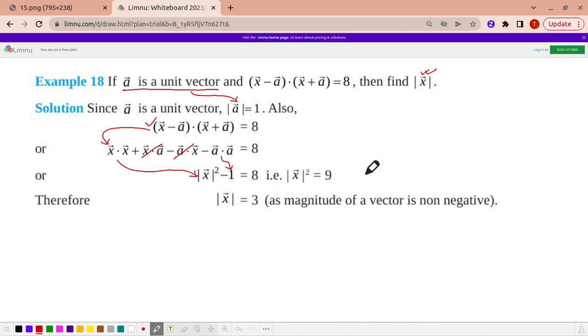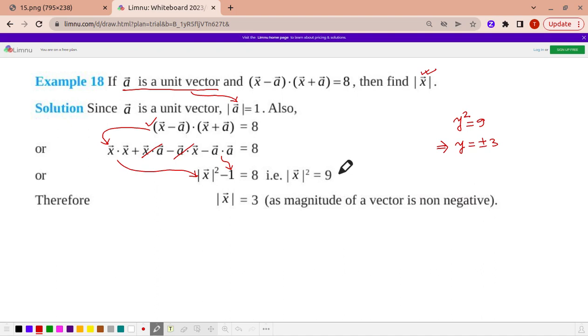Generally, in algebra, if we say y² = 9, we know from our understanding of algebra that y = ±3. Here also, based on algebra, (mod x)² = 9 means mod x = ±3, but we cannot consider the negative value. Why? The magnitude of a vector, that is mod x, cannot be negative.